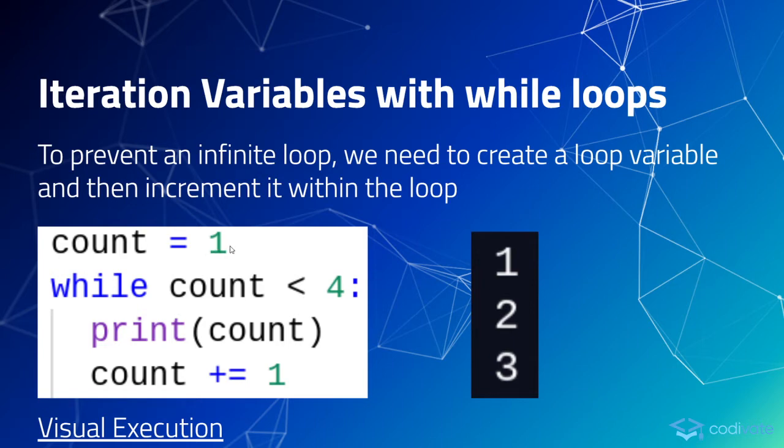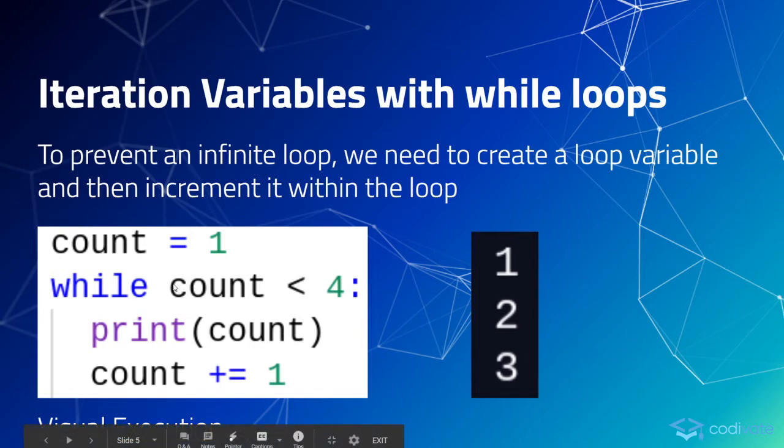So count has a value of 1, we enter the loop. Well, count is less than 4, so we can actually execute these lines. So we print count, which has a value of 1, onto the console. So we have that in this first line. Then we increment count by 1 using the plus equals. Now count has a value of 2, and we jump back to the top of the loop.